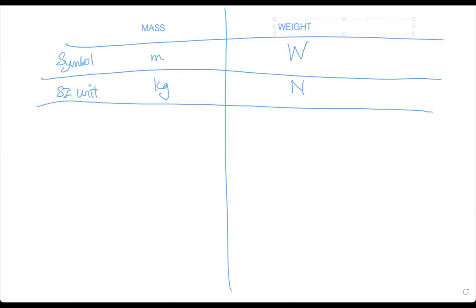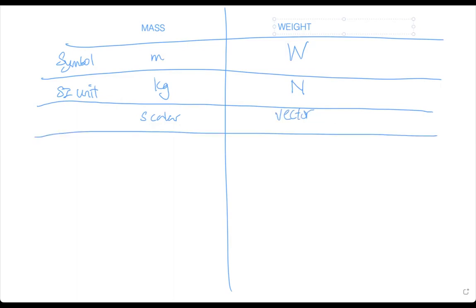Okay, mass is a scalar. It's an amount of matter in the body, so to count the matter is a scalar. Whereas weight has a direction. Okay, weight is a vector. Clear so far?